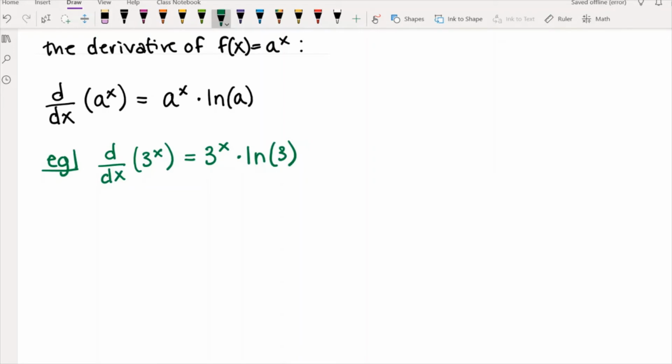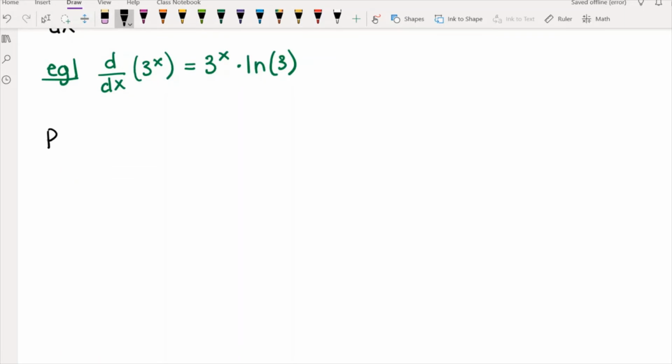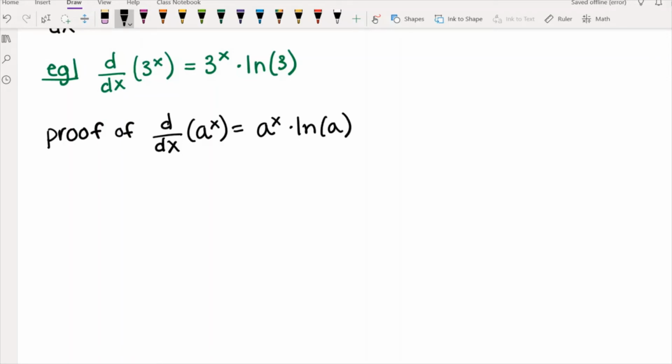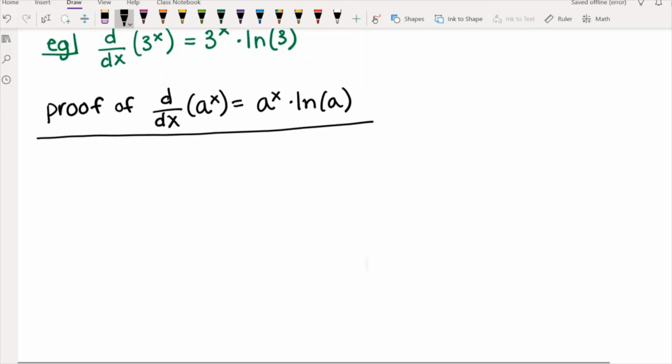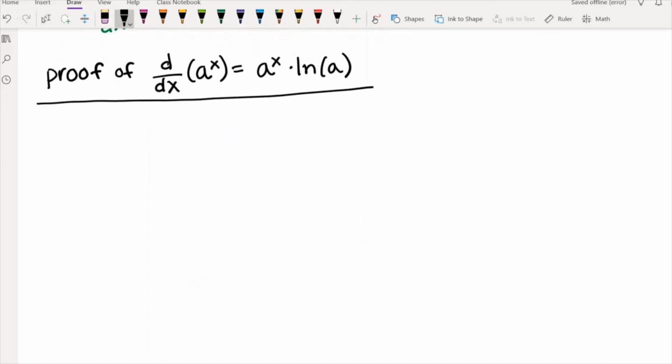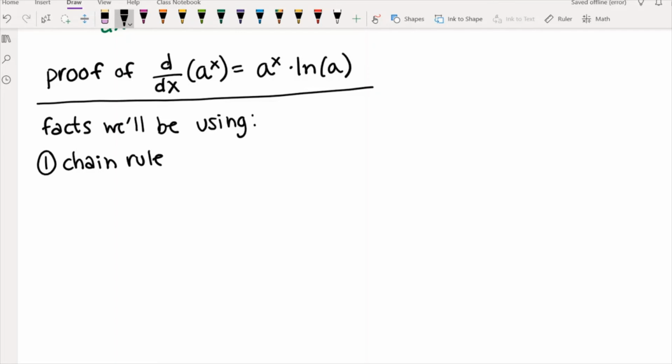Okay, so we're going to prove this using the chain rule, as I mentioned. Proof of the derivative of a to the x is equal to a to the x times ln of a. A few things that we're going to be using in this. So one is the chain rule. And we'll see how that comes up.